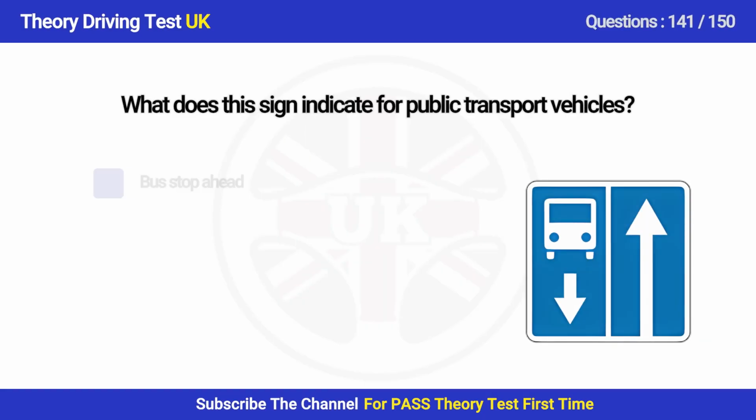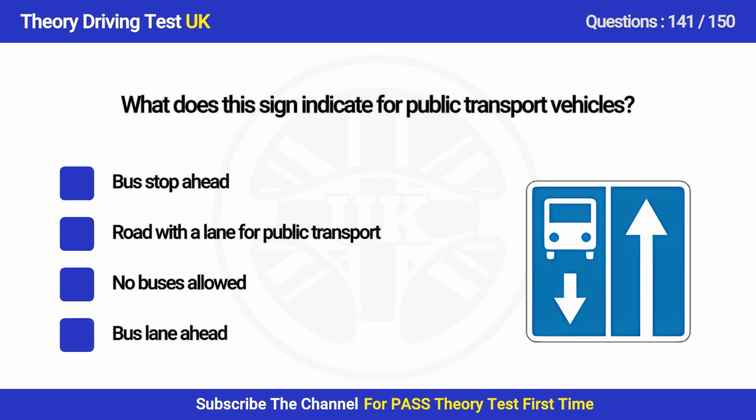Question 141. What does this sign indicate for public transport vehicles? A. Bus stop ahead. B. Road with a lane for public transport. C. No buses allowed. D. Bus lane ahead.